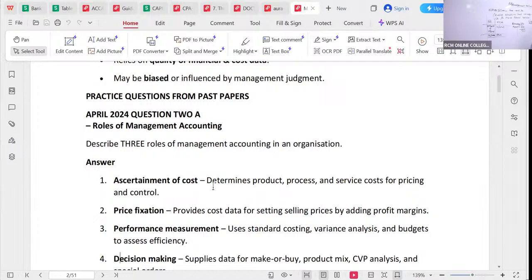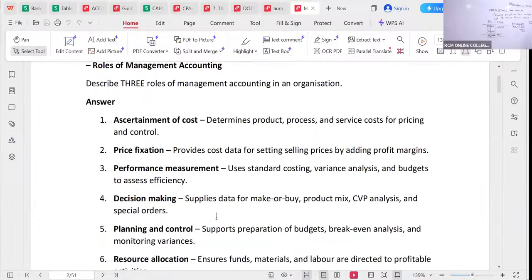The management accountant will be able to determine product, process, and service costs for pricing and what here, somebody? Control. Number 2, price fixation provides cost data for setting selling prices by adding profit margins. Then number three, we have performance measurement, uses standard costing, variance analysis, and the budgets to assess efficiency.